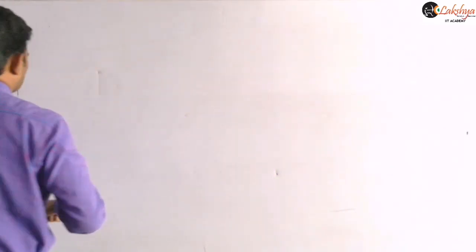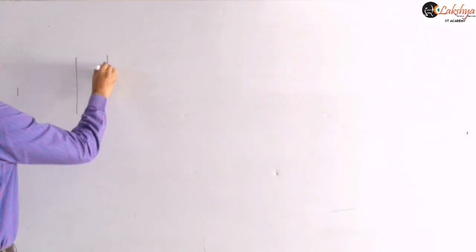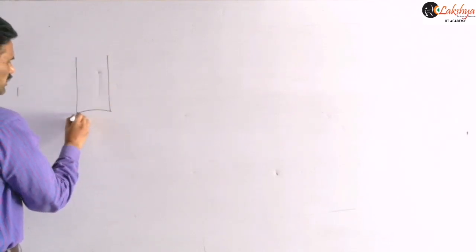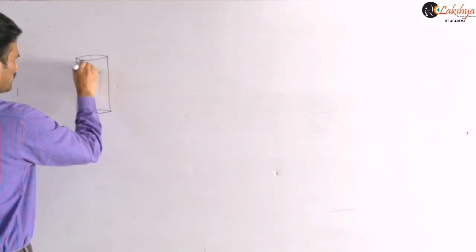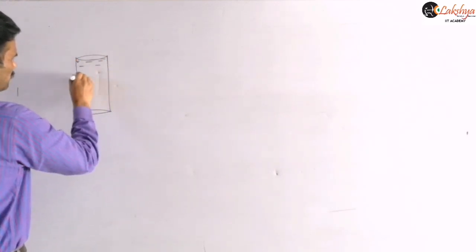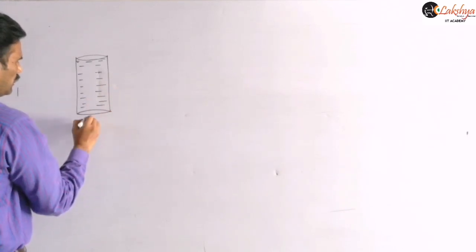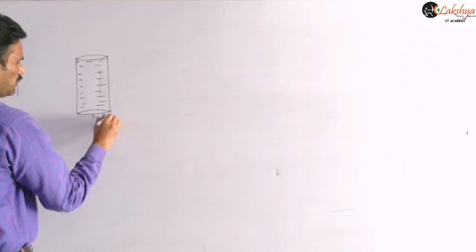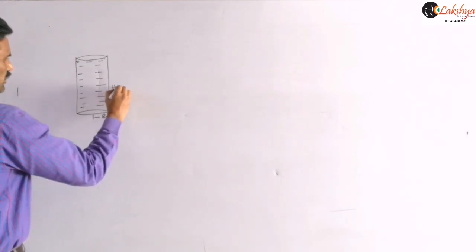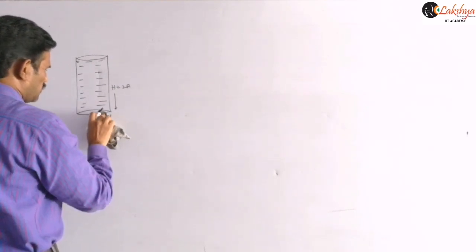So suppose I am taking the situation where some mercury is taken in a cylindrical vessel. This is completely filled with mercury. This radius is say R and this height is 2R. I am taking this as smaller.